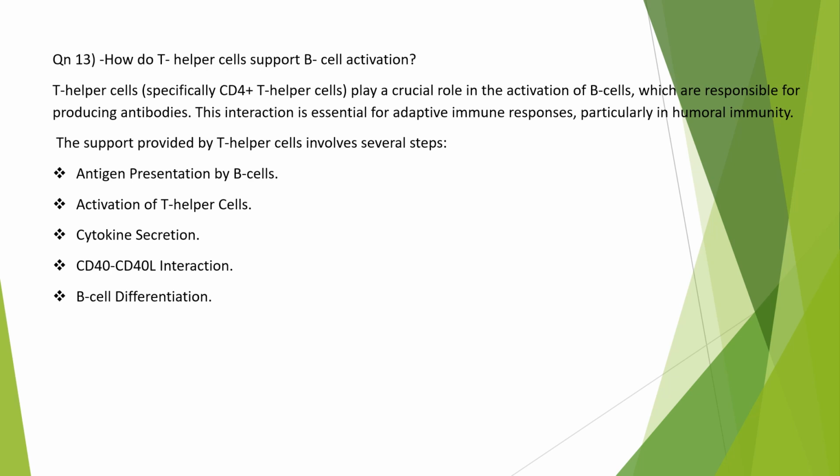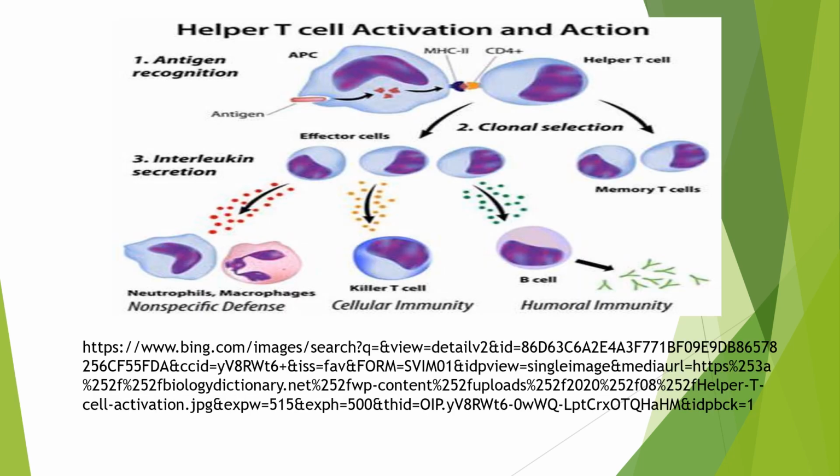One, we have antigen presentation by B cells, we have activation of T helper cells, we have cytokine secretion, we have B cell differentiation, and also the CD40 and CD40L interaction. So this is the brief structure to give us a highlight explanation about the helper T cell activation and its action in the B cell activation.